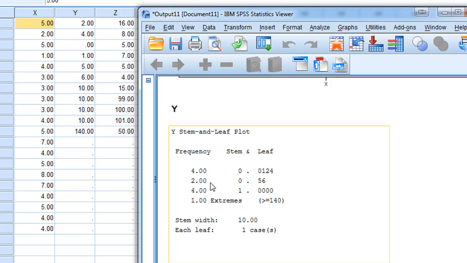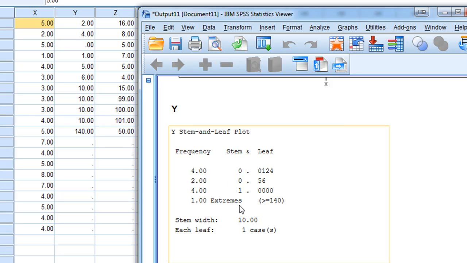What does this second line represent right here? This represents 0, 5. So I have a 5 in the data, I have a 6 in the data, and if you check it, I do right here. And here's the next one. I have 4 tens, 1, 0, 1, 0, 1, 0, 1, 0, and there are my 4 tens right there.